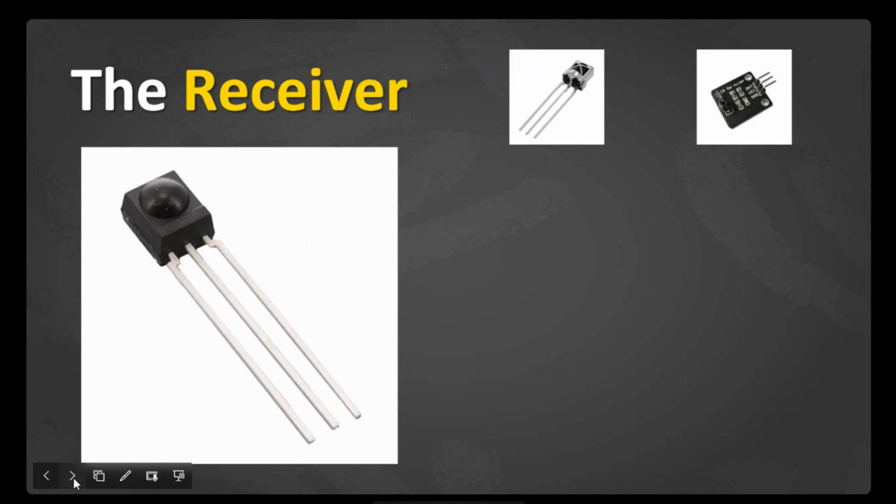And the transmitters, you'll notice, if you recall, were clear. These are all going to be black. The reason for that is to block out visible light, to prevent that interference.